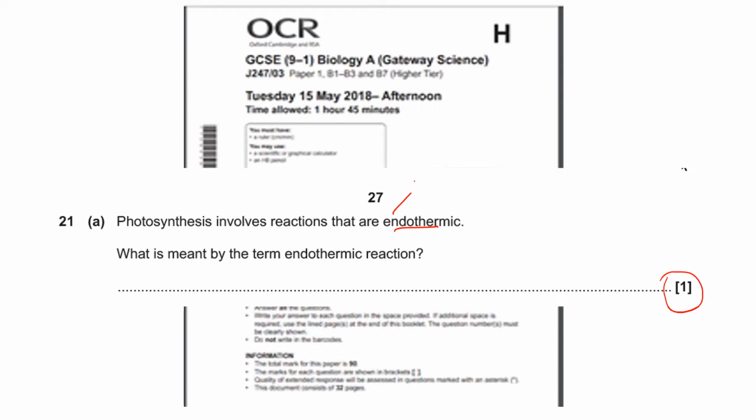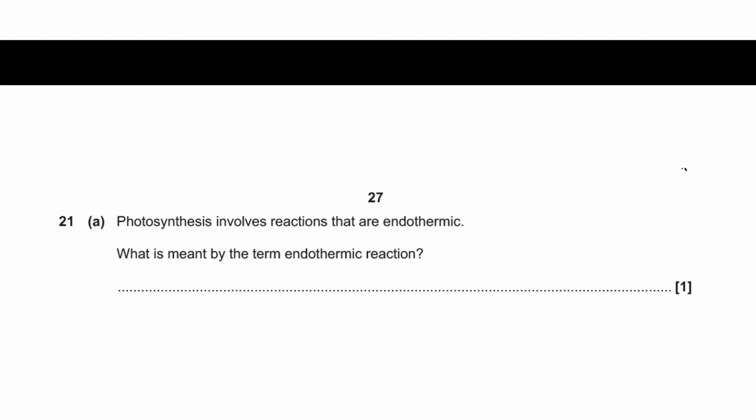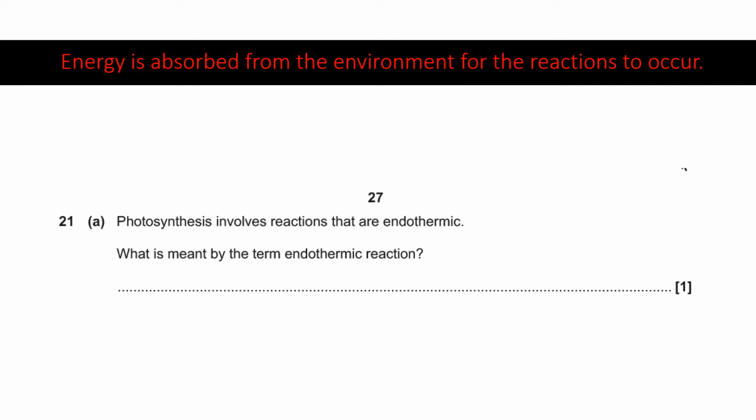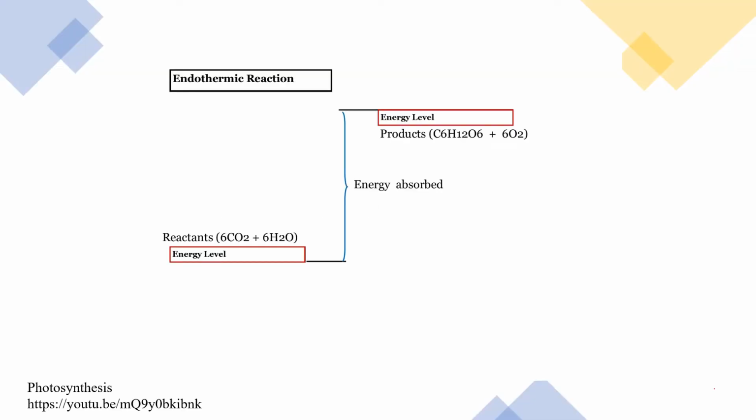Endo means in and thermic means thermal energy. Now we will see the definition. The definition is energy is absorbed from the environment for the reactions to occur. There are two types of reactions. One is endothermic reaction and the other one is exothermic reaction.